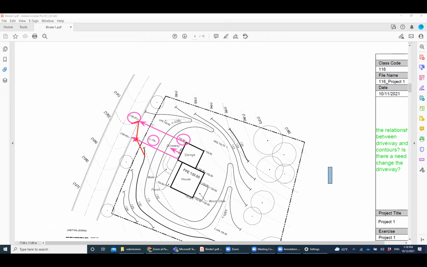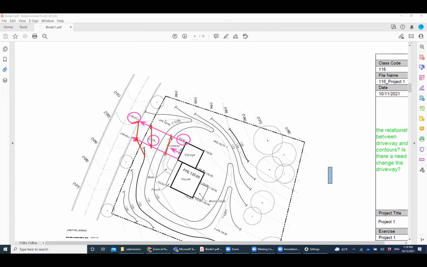And here you're looking for where 131 is, and then where 132 is. And then here, the same thing, looking for where 131 and 132 is, and then connect like that. So that's what your driveway contours would look like. Those contours will go through this in the driveway. Okay, so that's the driveway part.